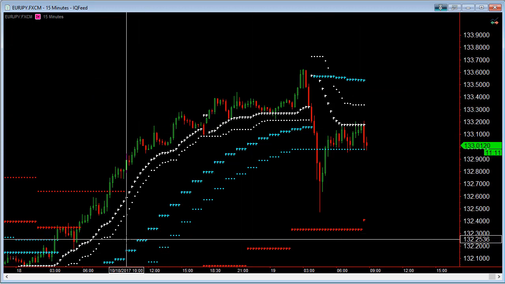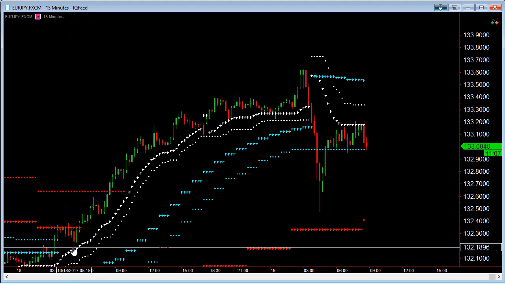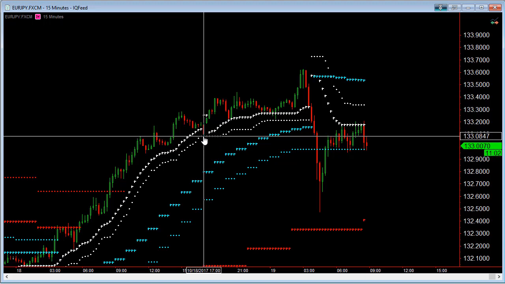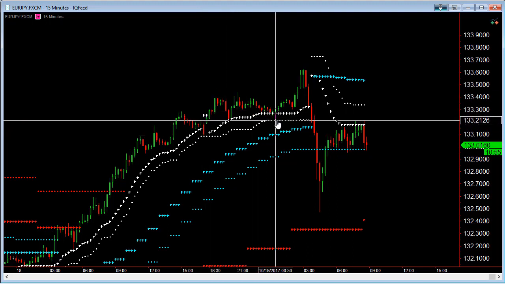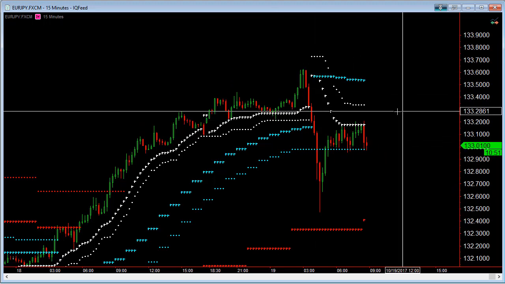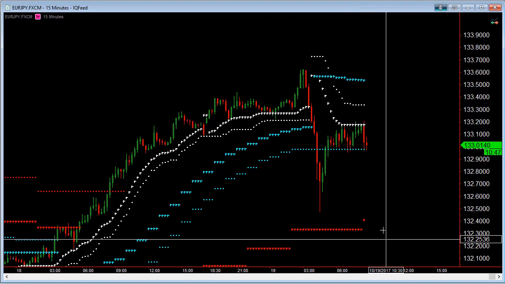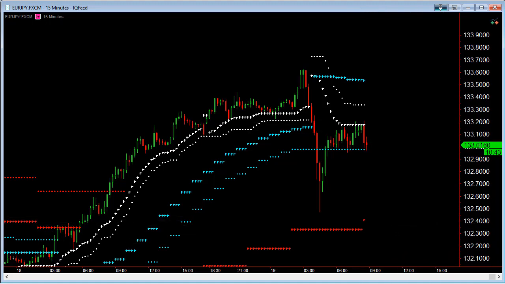So this is the Euro Yen, and you can see that it was testing the white ATR, and it just continued up, came back and tested the dot here, went back up, came back to the ATR, came back to the ATR and the dot, and then moved up again. It has now tested the white ATR, which has flipped, and I anticipate it's going to come down to 132.40.